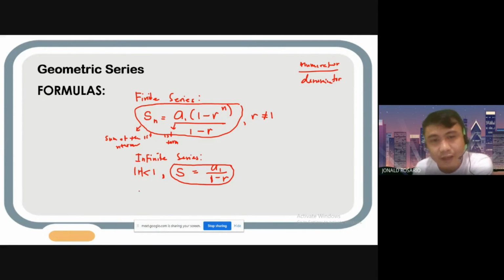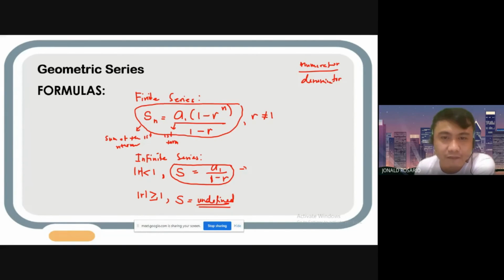So, this is their sum, the formula. Okay. Paano sir, kapag ang absolute value ng r ay mataas o equal sa 1? Okay? Ibig sabihin, yung ating numerator ay mas malaki kaysa denominator. Or parehas kasi equal sa 1 yung ating common ratio. Then, the sum or the series is undefined. Okay? Our series is undefined.